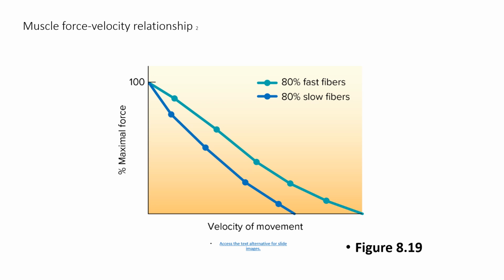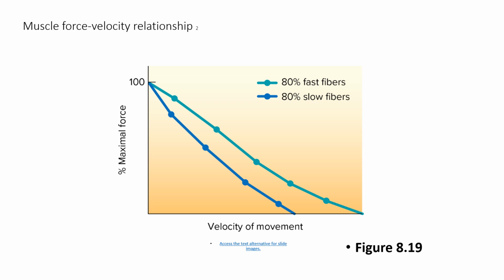Okay, let me explain. You've got somebody with mostly type 2x and then another person with mostly type 2a. Their biceps muscles would be shortening at the exact same velocity as they're producing elbow flexion. They're both performing a biceps curl, but the person with mostly type 2x can produce more force at that exact same velocity than the person with mostly type 2a.